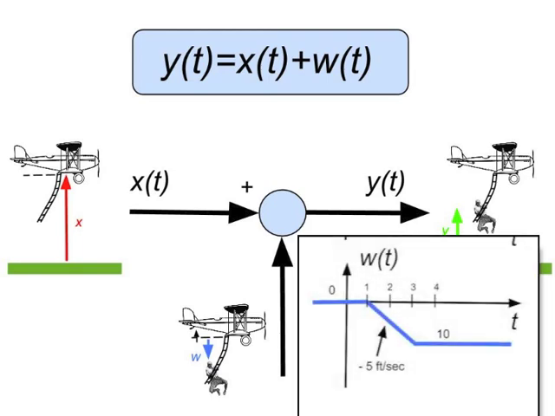The signal w of t represents the height of Fearless Farnsworth above the wing. This signal will start off at 0 and then decrease at 5 feet per second until the height is minus 10 feet. So at that point, Fearless Farnsworth is 10 feet below the wing.